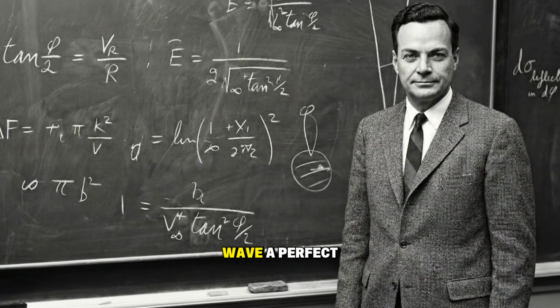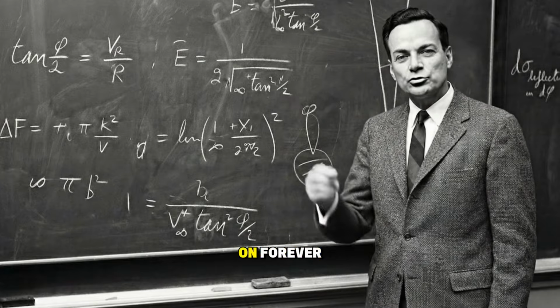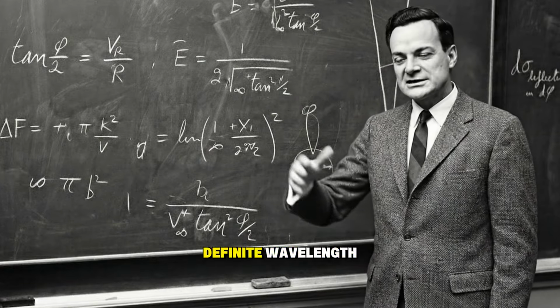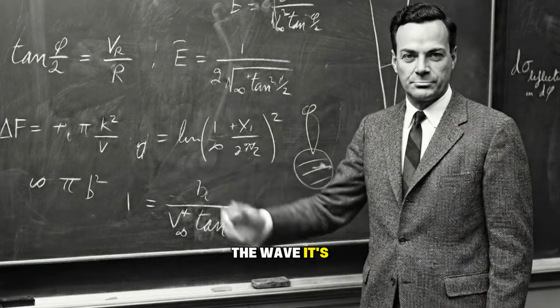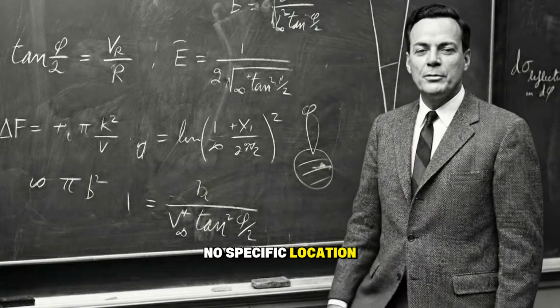Think about a wave. A perfect wave that goes on forever has a very definite wavelength. You can measure it precisely. But where is the wave? It's everywhere, no specific location.